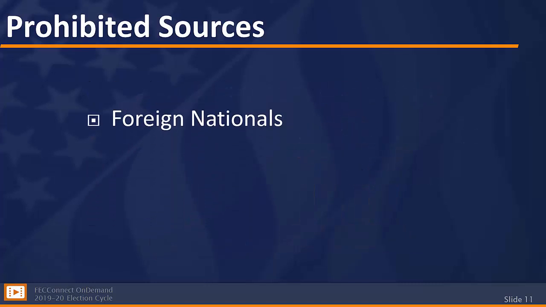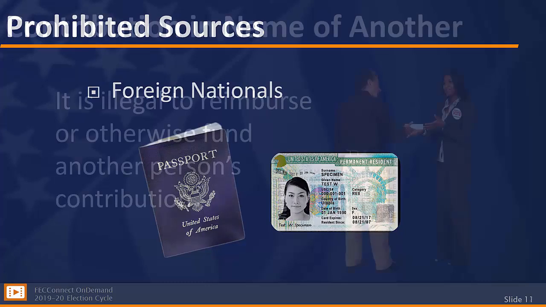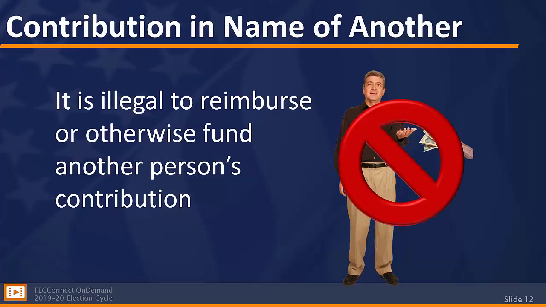The foreign national ban applies to anyone who is not either a U.S. citizen or a green card holder. That ban applies to all U.S. elections, federal, state, and local. It's also illegal to make a contribution in the name of another, that is, to reimburse or otherwise fund another person's contribution.